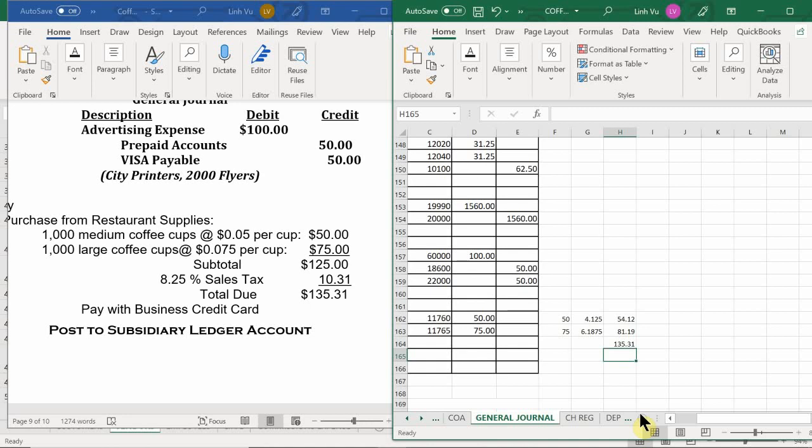10.31 minus 6.5. So it's 54.125. Sorry. Now in this case, let's compare and contrast. If I have $4.125 here, but if I look at the tax for my $75, it is $6.1875. In this case, you can't round both.